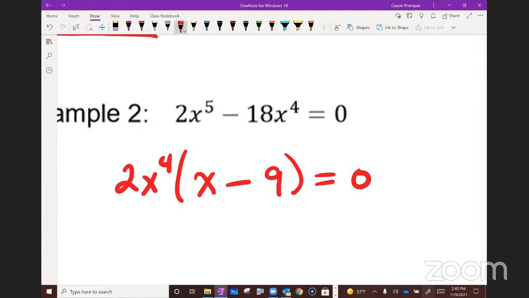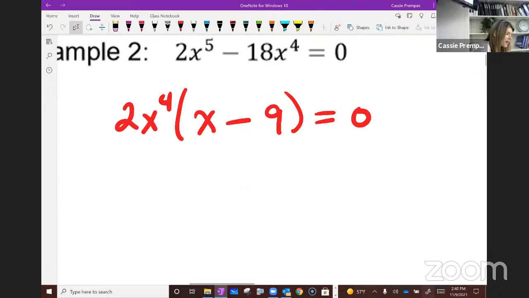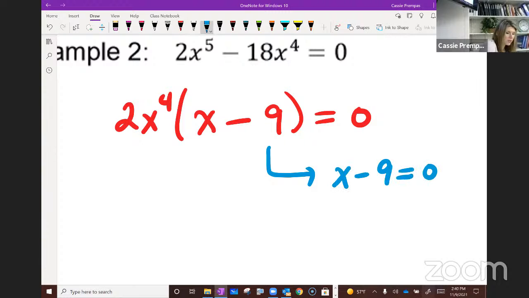All right, guys. Did you take out 2x to the 4th? Yes. Now, does x minus 9 factor down any further? No, it's not x squared minus 9. So what do we do now? Just set it equal to 0. So set x minus 9 equal to 0. Do you know how to solve that? Yes, add 9, and you get x equals 9.